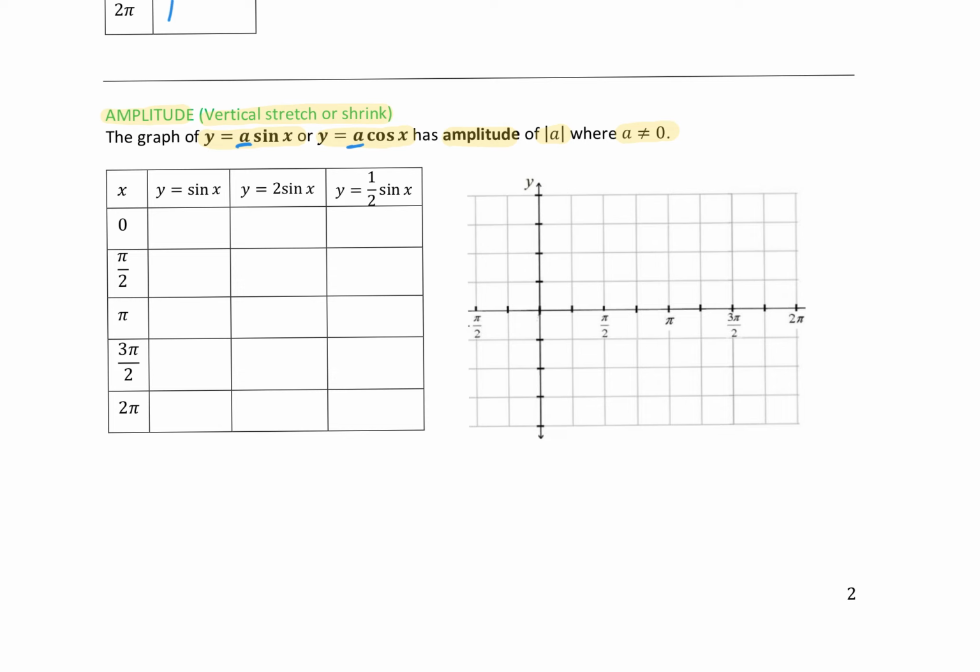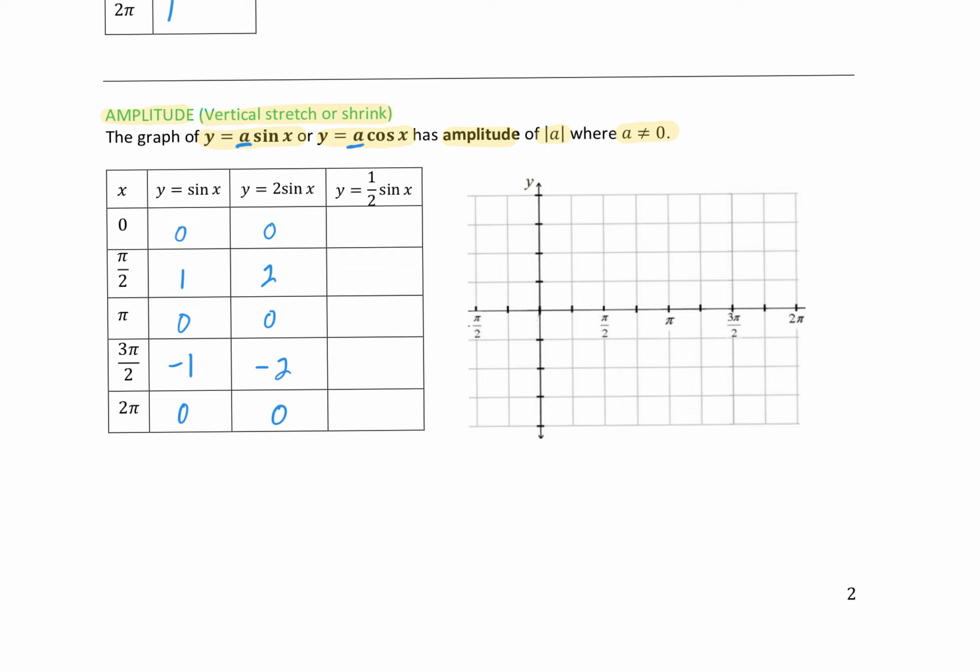Looking at just our regular sine function, we have 0, 1, 0, -1, 0. Now, when we multiply by 2, we're just multiplying these 0, 1, 0, -1, 0 by 2. Since sine of x is 0, if I multiply it by 2, it's still going to be 0. Sine of x, when we put in pi over 2, sine of pi over 2 is 1. Multiply by 2, we get 2. If we put in pi, we have 0, so times 2 is still going to be 0. Sine of 3 pi over 2 is -1, times 2 is going to be a -2. And then 2 pi would be 0, times 2 is still 0.